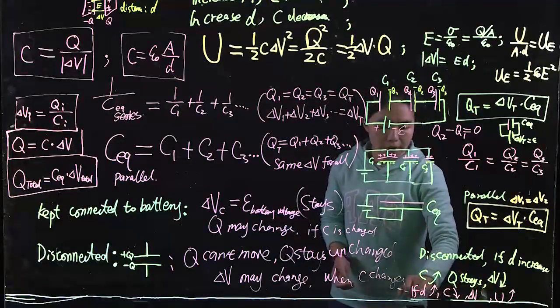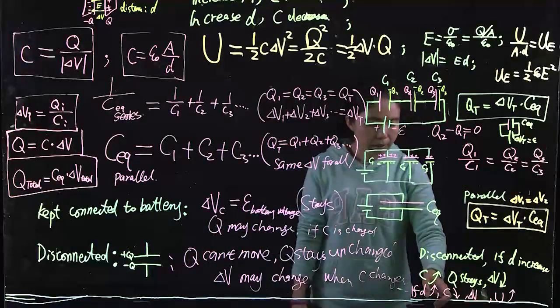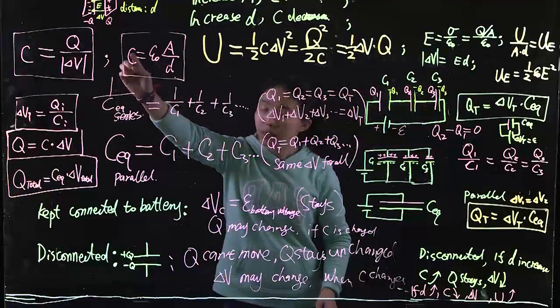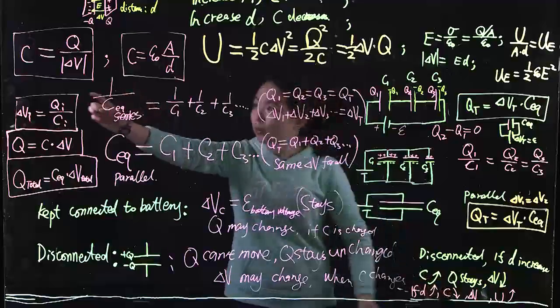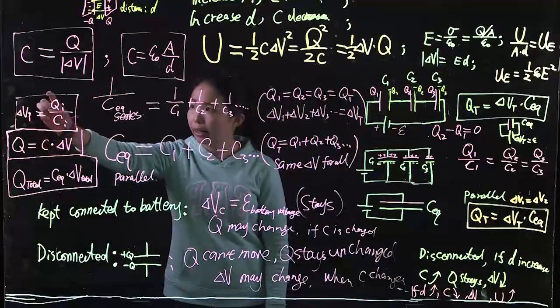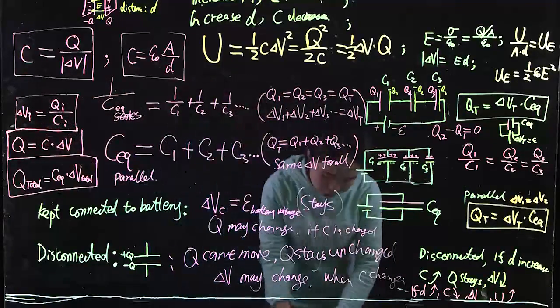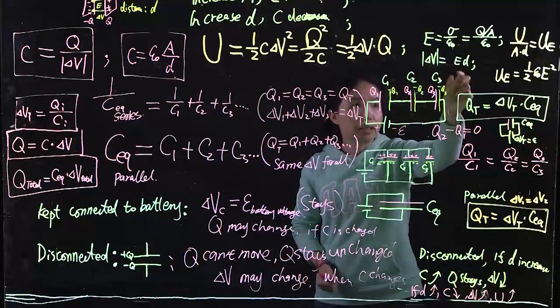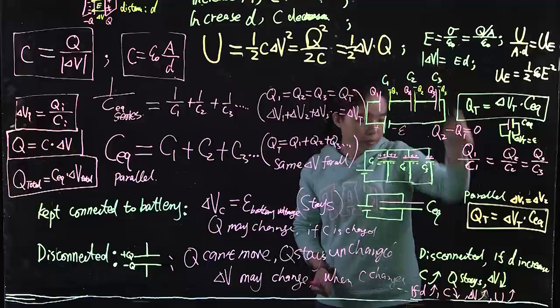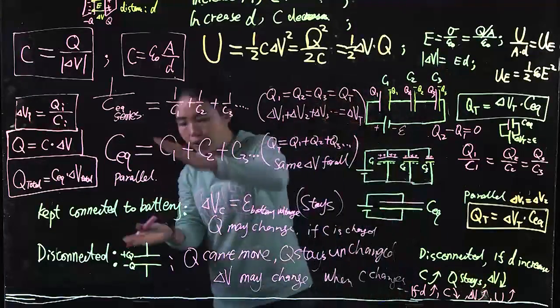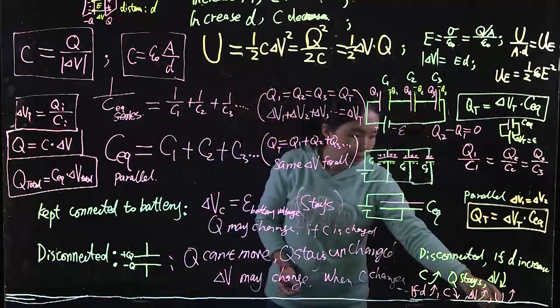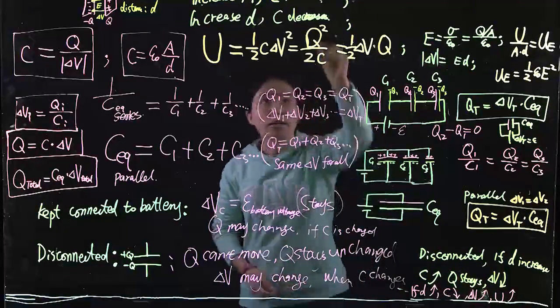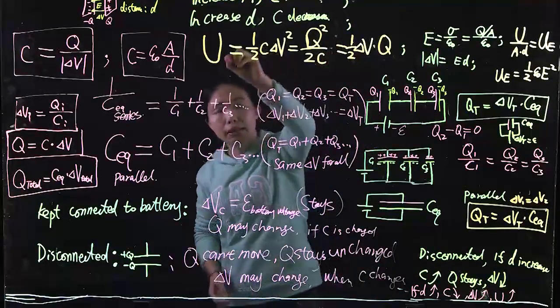When you have distance increased, you have C decreased. When you have C decreased, and the Q does not change, your voltage increased. Again, your E field did not change. Distance increased, your voltage increased. The voltage difference increased, and the total energy increased. Q did not change, C decreased, the total energy increased.